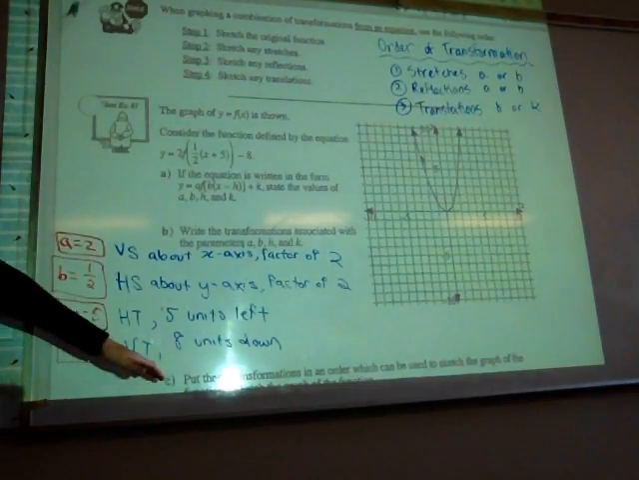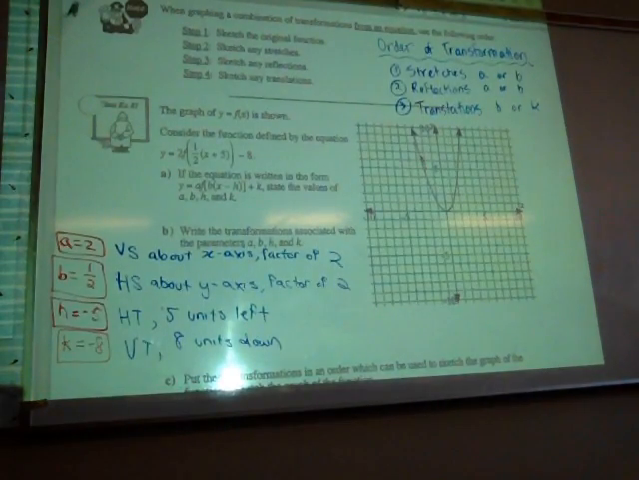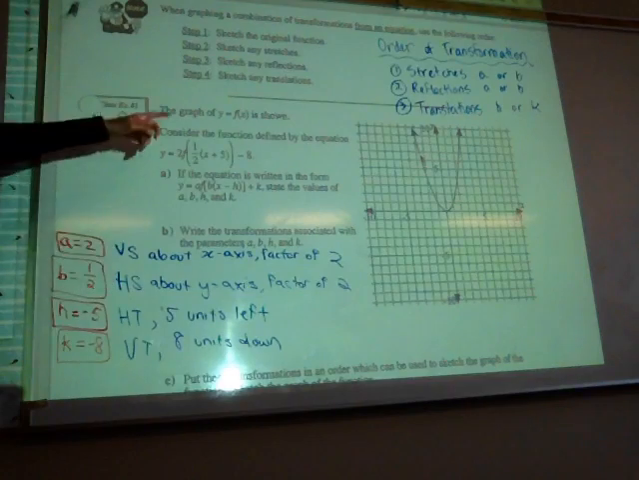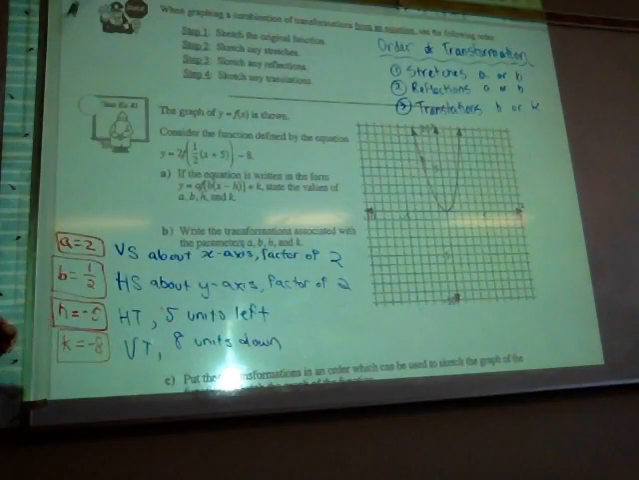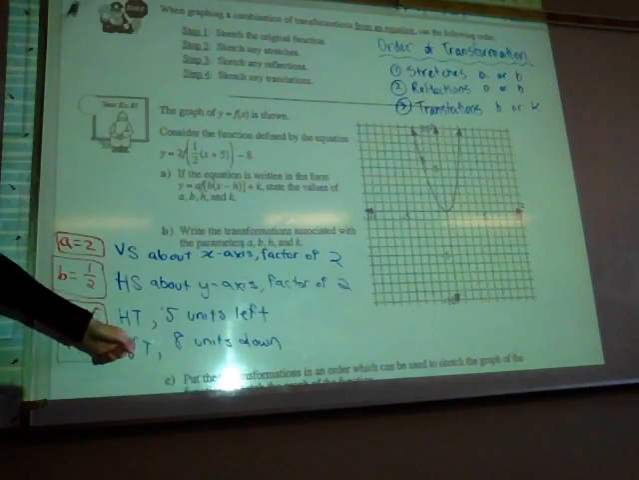So for part C, it's asking us to put these transformations in the order of how we would sketch them. We've pretty much done that. We've started with our stretches. Okay, checking up here. Stretches are first. Are there any reflections? No, so we can skip that, and then we do our translations.